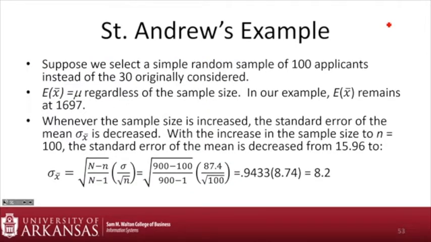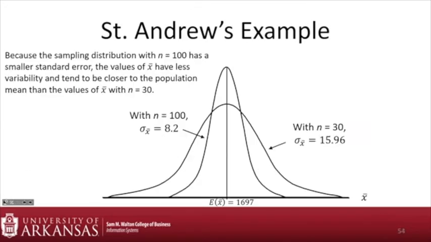When we increase our sample size, we have 900 people in our population. I just took a sample size of 30. If I increase my sample size to 100, then with my sample size of 30, my standard error of the mean gives me a distribution like this. My standard error of the mean is about 16 points. But when I increase my sample size, now my standard error of the mean becomes smaller.